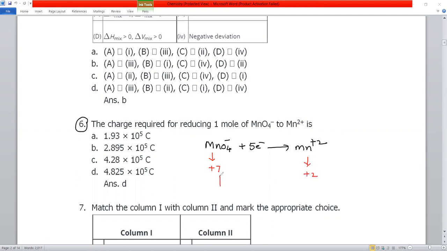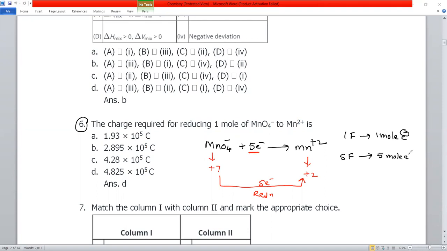So how much change is there here? How many electrons are gained? 5 electrons are gained. That's why I have taken 5 electrons here. Since we know that for 1 mole of electrons, 1 Faraday is required, then 5 Faradays are required for 5 moles of electrons.